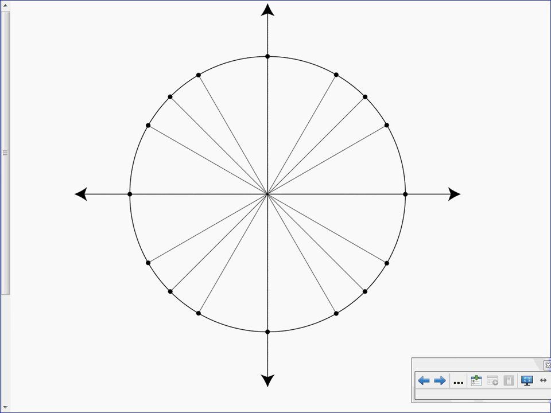So, here's what I'd like. As we go through this, a few of the angles that I would like to start out with. Well, 0, 90, 180, 270, and 360.